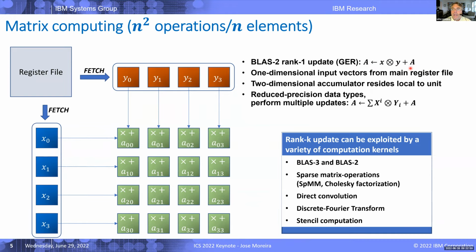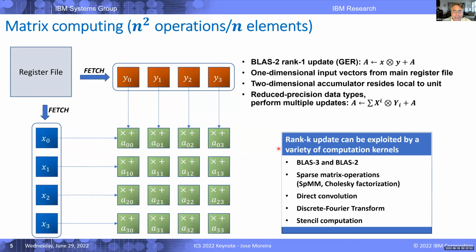The one-dimensional input vectors come from the main register file, so they need to be transported from the register file to the functional unit. The two-dimensional accumulator, these green elements, resides local to the unit doing the computation, so very efficient. The drawing I showed here is explicit for a vector of 128 bits and elements of 32 bits, so four-element vectors. What if your elements are smaller, like 16 bits? We treat a vector of 128 bits as having two columns of Xs and two rows of Ys, and then you do multiple rank one updates: first column, first row, then second column, second row.